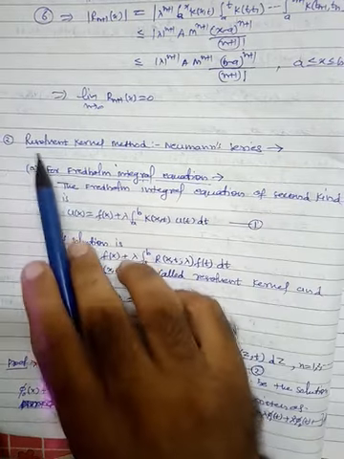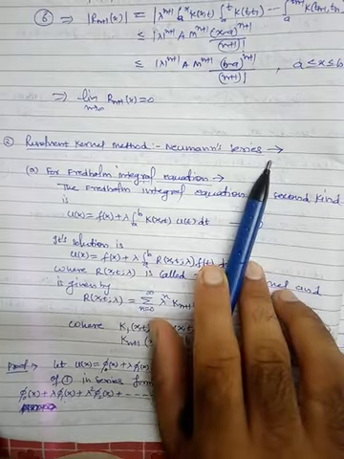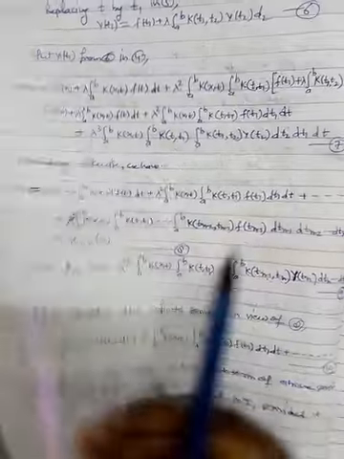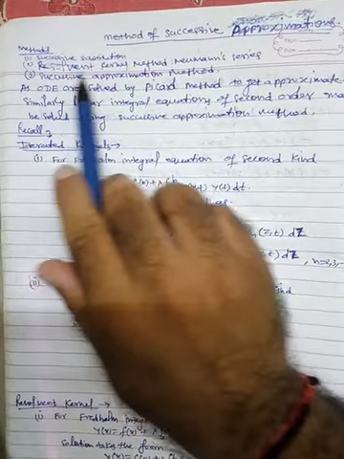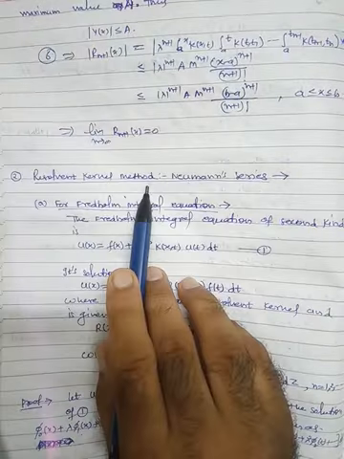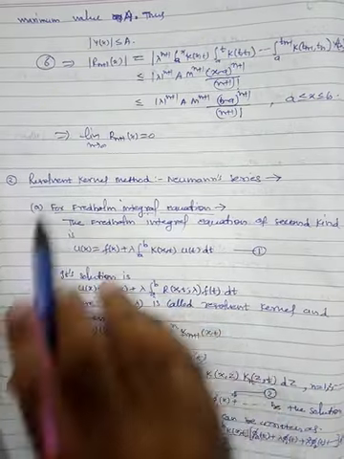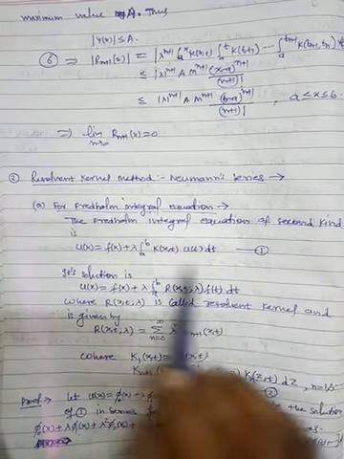Now we have the second method, the resolvent kernel method or Neumann series. Initially we discussed that we have three methods: one is successive substitution, another is successive approximation, which we have covered, then the resolvent kernel method or Neumann series. So now we are discussing the resolvent kernel method or Neumann series method. Today we are discussing only the resolvent kernel method for the Fredholm integral equation of the second kind.